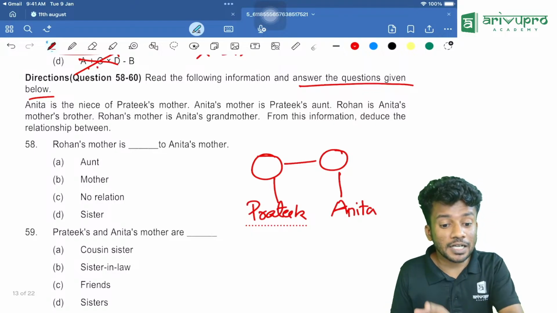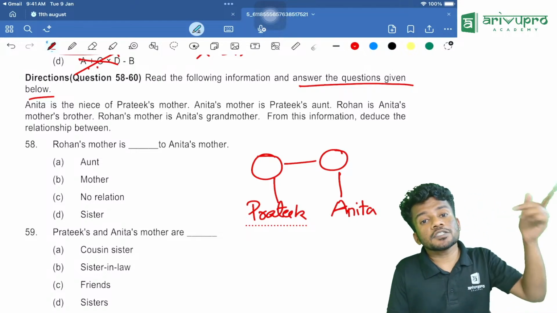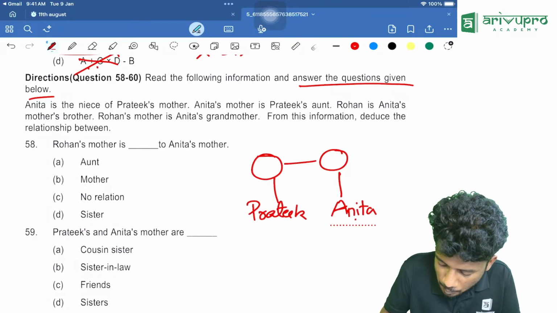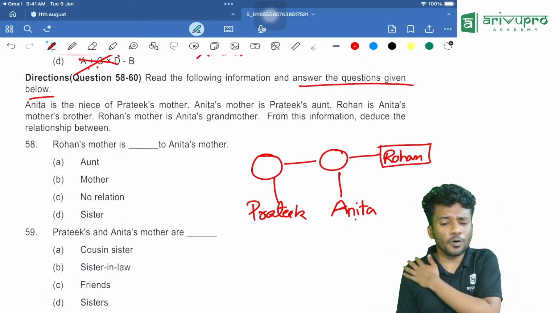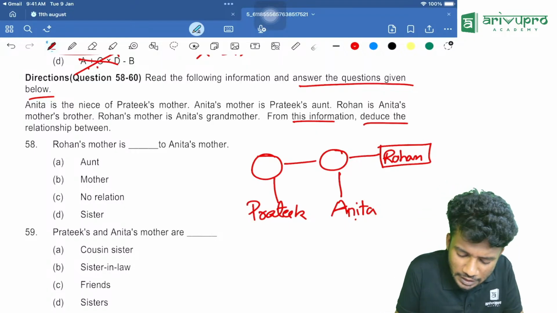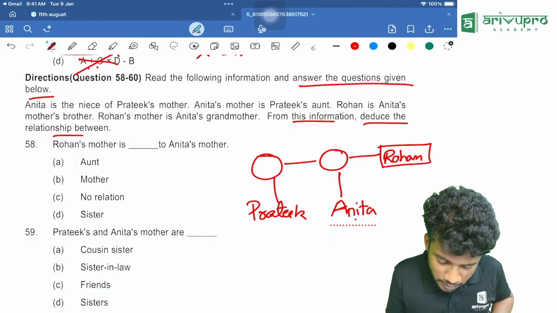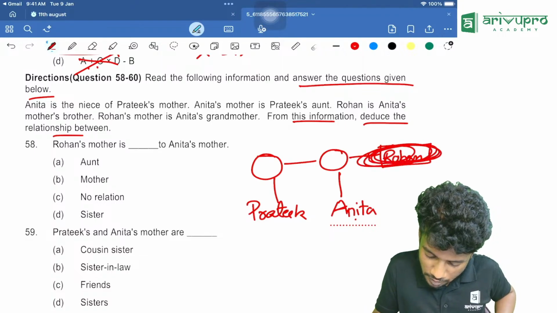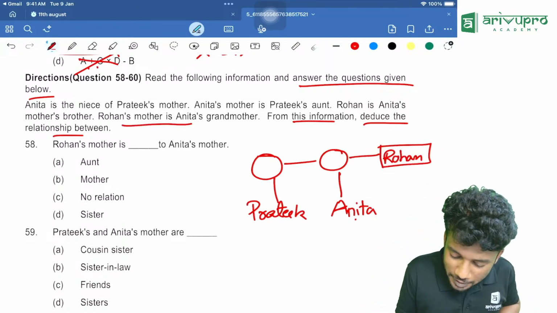The circle means female. Then Rohan is Anita's mother's brother. So Anita is here, Anita's mother is here. So Rohan should be over here and is the brother. So I am putting a box over there. Then what is given? From this information, deduce the relationship between Rohan's... oh, one more thing, we didn't read it correctly, right? Sorry, people. Rohan's mother is Anita's grandmother.